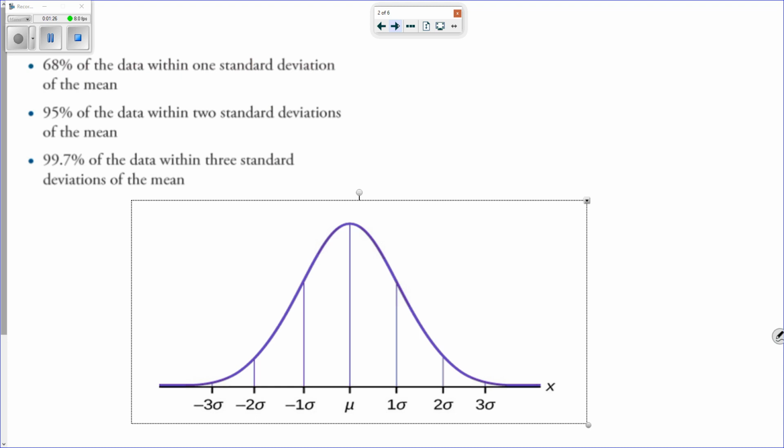So if we look at a normal distribution, 68% of the data points will lie within 1 standard deviation of the mean. So here's the mean. So 68% of the data is going to be between these 2 points here. So that means in each of these sections, we'll have 34% of the data.